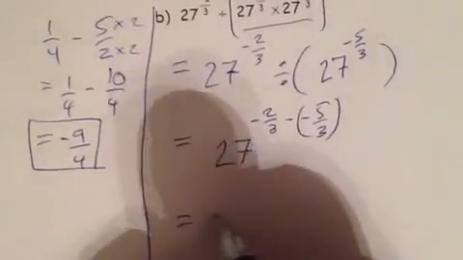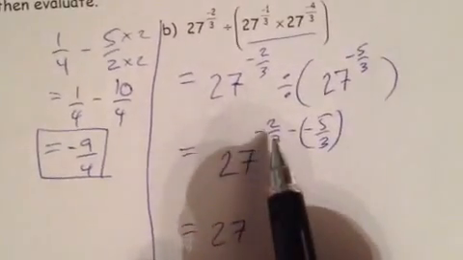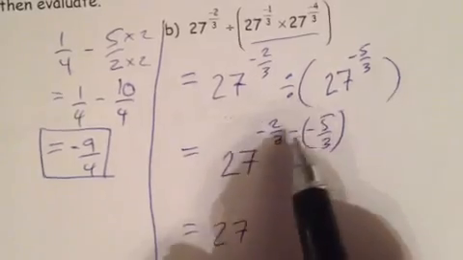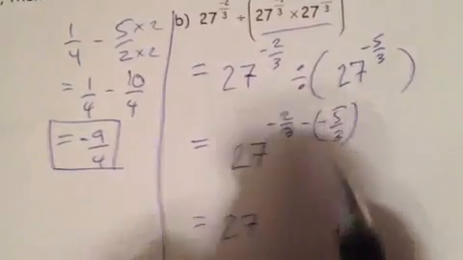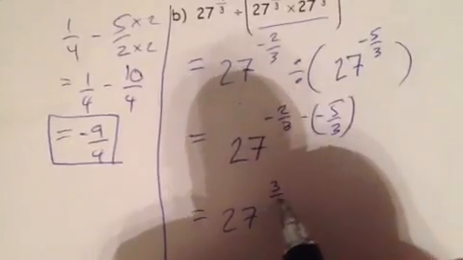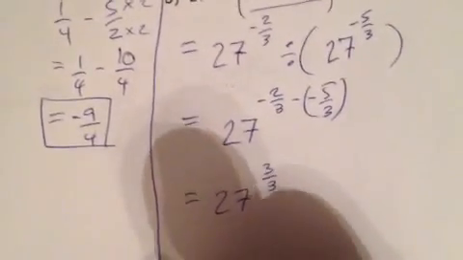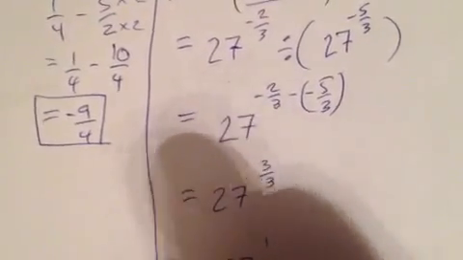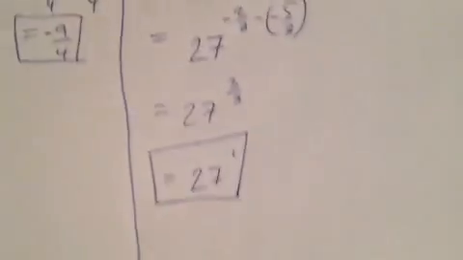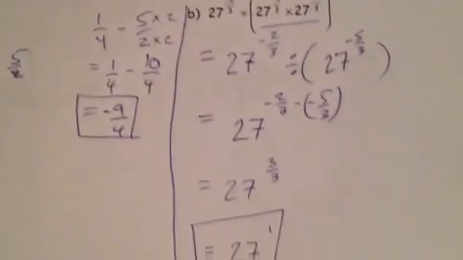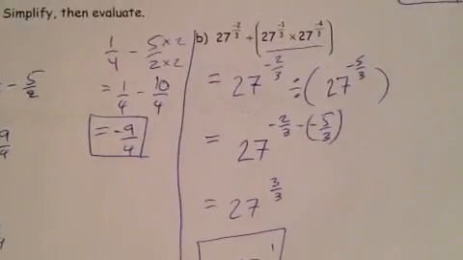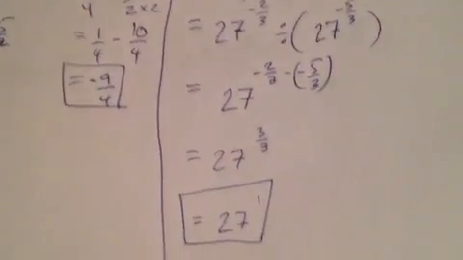So subtracting the exponents, I'm going to get negative 2/3 minus negative 5/3 for my exponent. So this is 27 to the power of negative 2/3, minus a minus becomes a plus, so negative 2/3 plus 5/3 is positive 3/3. And then this is just 27 to the power of 1. And that's my final answer. My final answer is just 27. I actually lucked out here because I don't have to do anything in order to get rid of negative exponents, third roots, or anything like that.